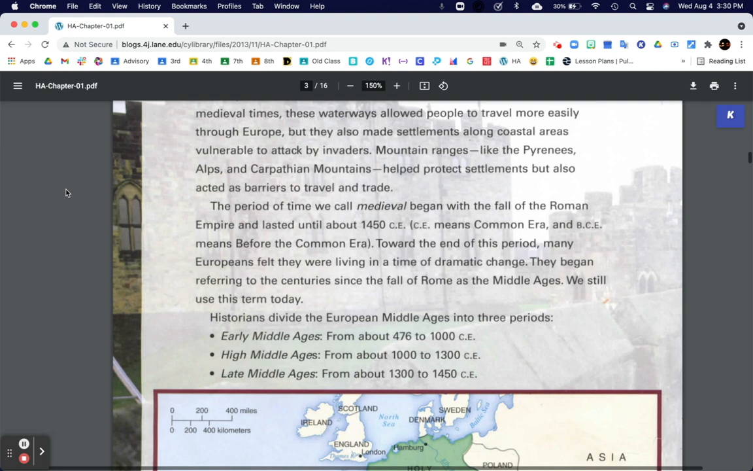Historians divide the European Middle Ages into three periods. 1. Early Middle Ages, from about 476 to 1000 current era, or CE, Common Era. 2. High Middle Ages, from about 1000 to 1300 CE. And 3. Late Middle Ages, from about 1300 to 1450 CE.